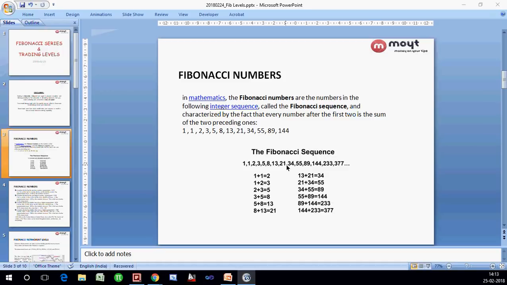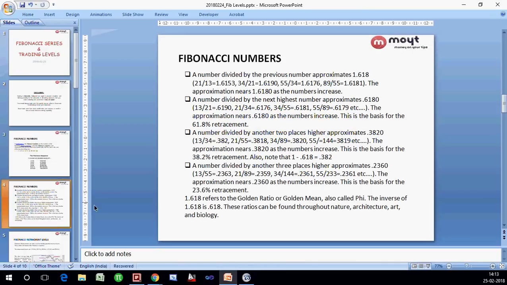Okay, so this is the beauty of this Fibonacci sequence. And in architecture or in physics, you'll find this number, this ratio everywhere. So you can Google about it. This information is available. So here it is, the Fibonacci numbers. A number divided by the previous number is 1.618. You get it? And the number divided by the next higher, or on the positive side, is 0.618.